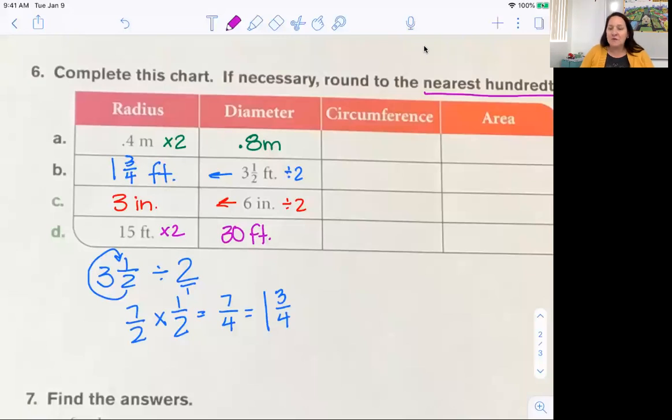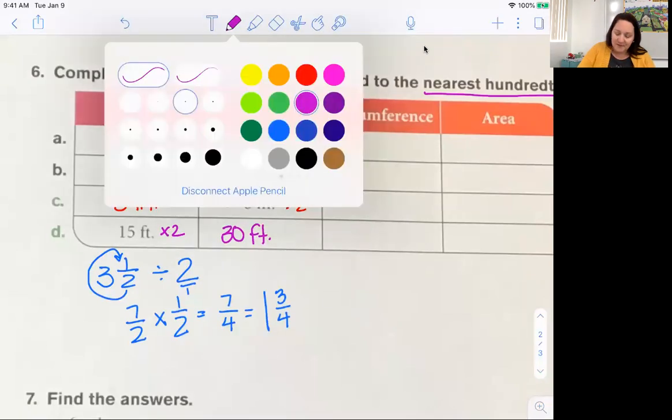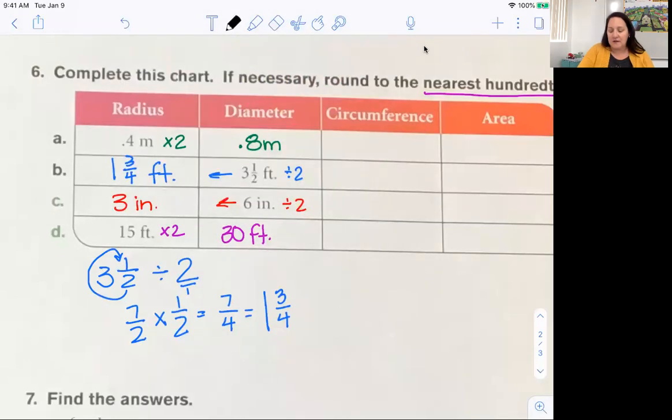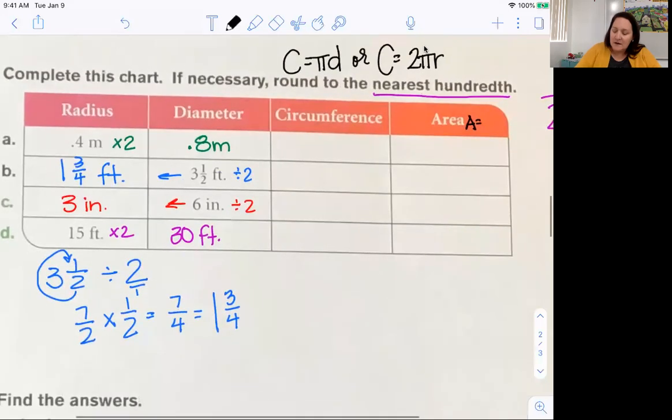Now, let's say we're trying to find circumference and area. What's the formula for circumference? Circumference equals, there's 2 of them. Pi d, pi times diameter, or circumference equals 2 times pi times radius. If I have diameter, I like to use the diameter formula because it's only 1 time multiply. How about for area? Area equals pi r squared. So let's do a couple of these together. Let's say we're going to do this one.